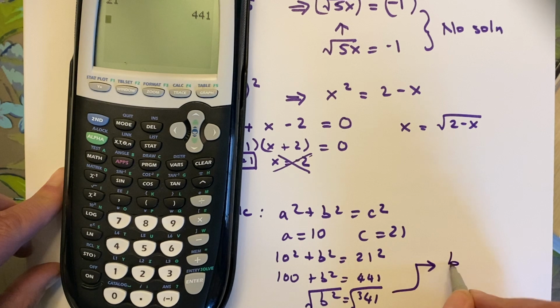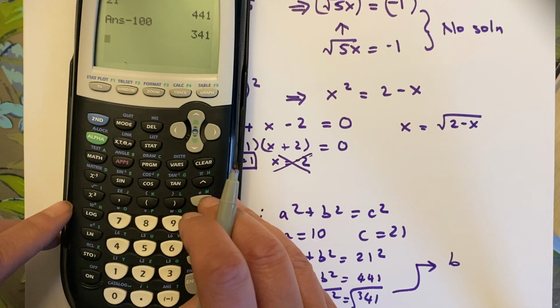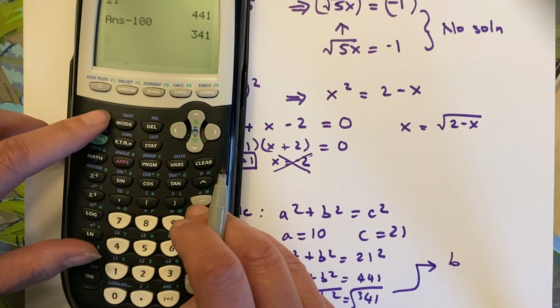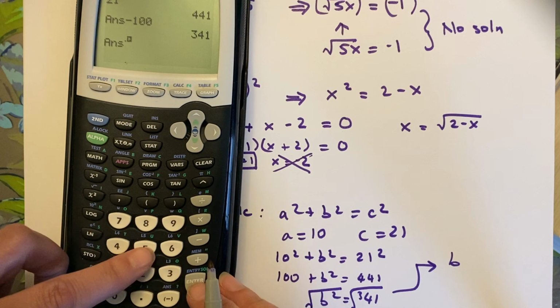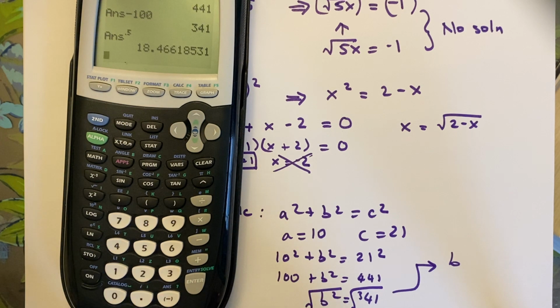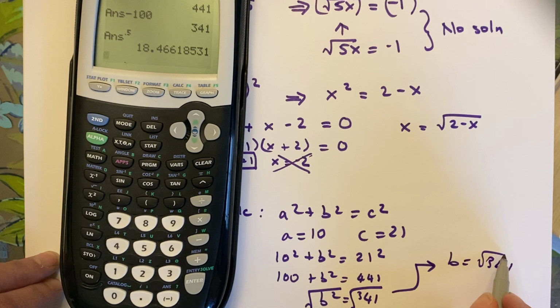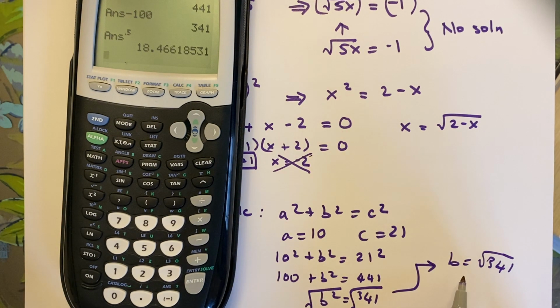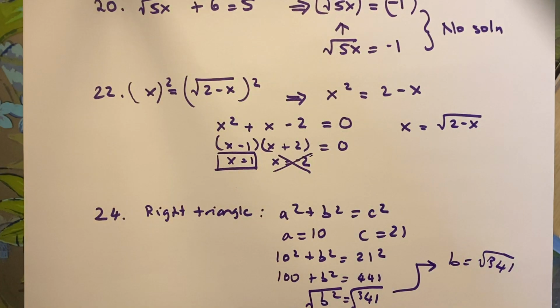I'm going to take the square root of both sides. And when I do that, I'm just going to raise it to 0.5, which is the same as taking a square root. I get 18.46. Actually, the book doesn't even do that. They'll just leave it as the square root of 341. So the answer for number 24 is the square root of 341.